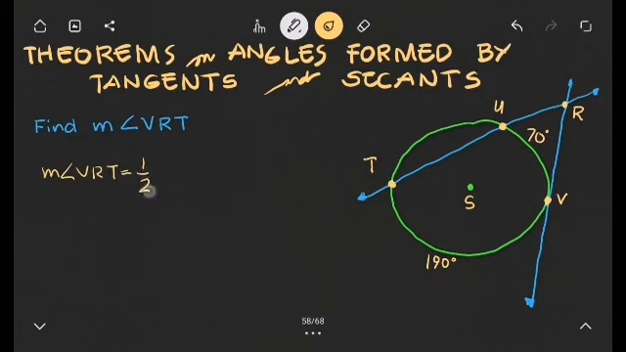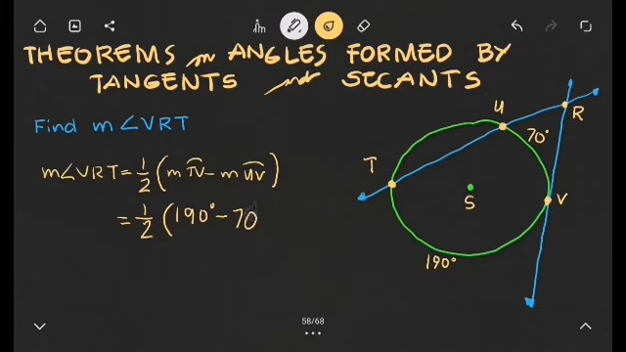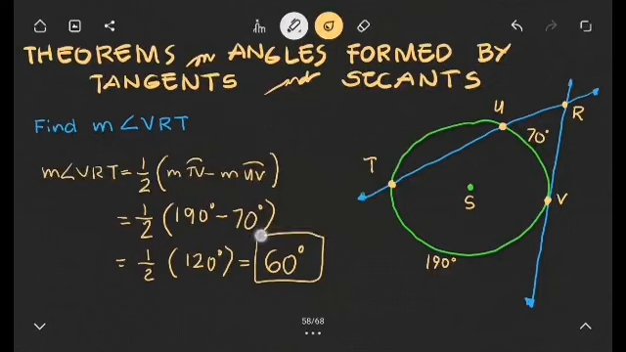this is 1/2 the difference of the arcs. So we have the measure of arc TV minus the measure of arc UV. Substitute natin. So we have 1/2 times the difference of 190 degrees minus 70 degrees. So 1/2 of 190 minus 70, we have 120 degrees. So kalahati ng 120 is 60 degrees. Okay, so ito yung sukat nung angle na to. So this is equal to 60 degrees.